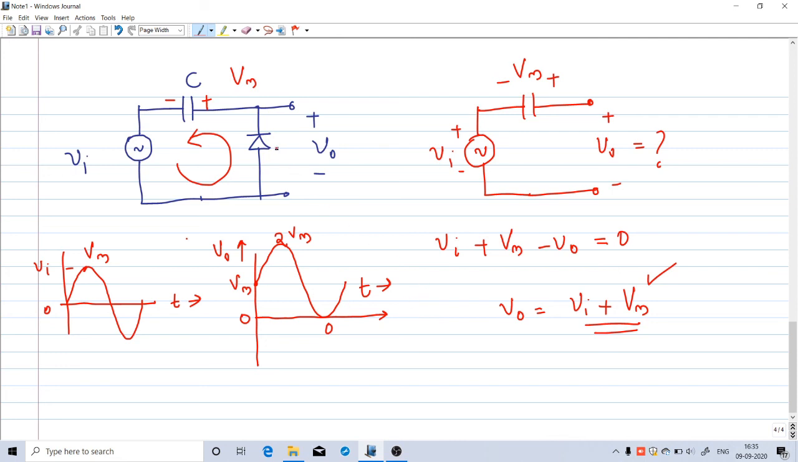So if you consider this 0.7 drop for the practical diode, instead of shifting it to Vm, what happens? 0.7 volt will be dropped across the diode. So the capacitor will charge only to Vm minus 0.7. So our clamping level will be Vm minus 0.7 instead of Vm. You can draw that, and please do the simulations in LTspice and cross check your results. Thank you.